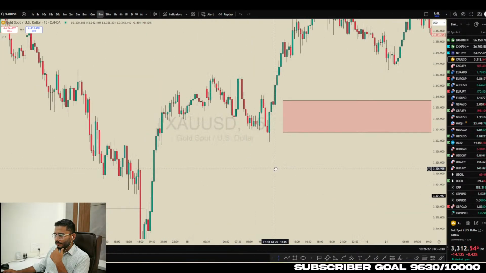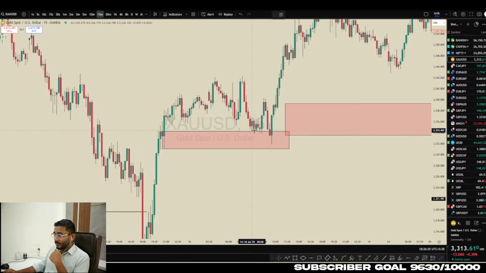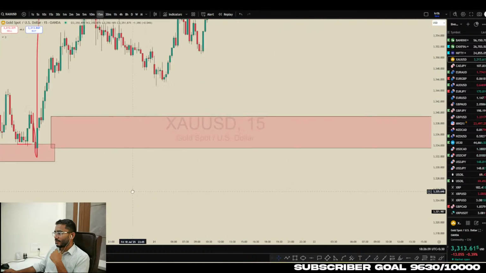Here also we can see, for example, if this is our order block, price will first create liquidity, then it will sweep the liquidity, and then it will continue to the upside.